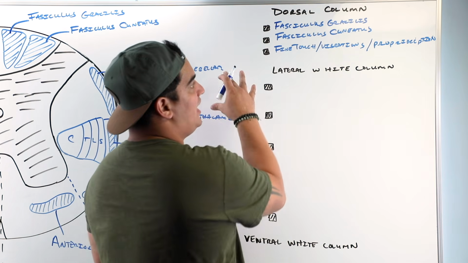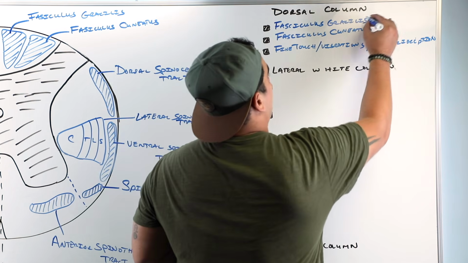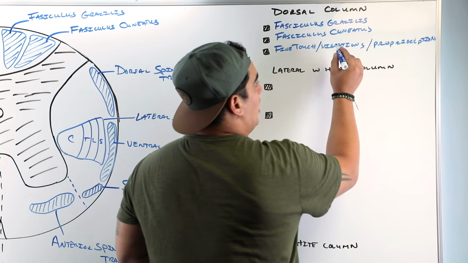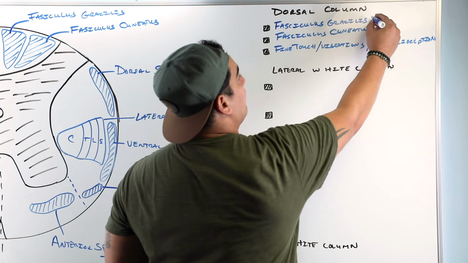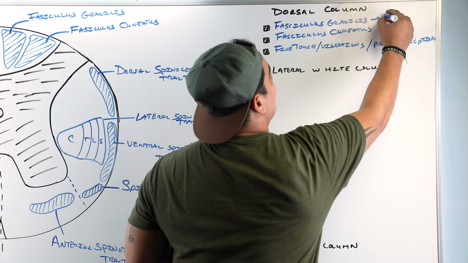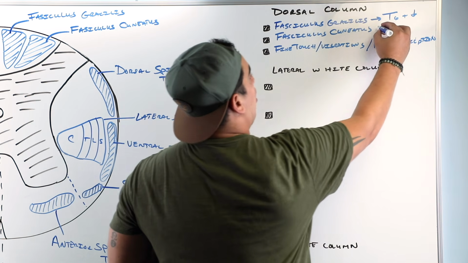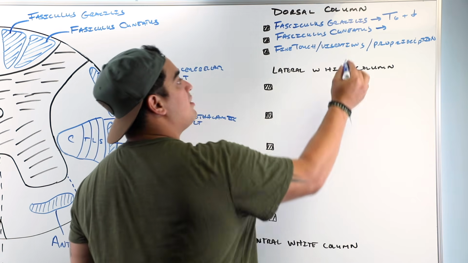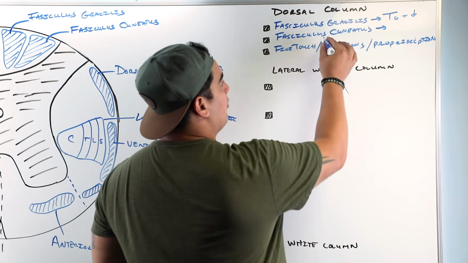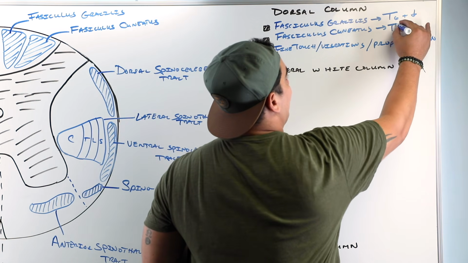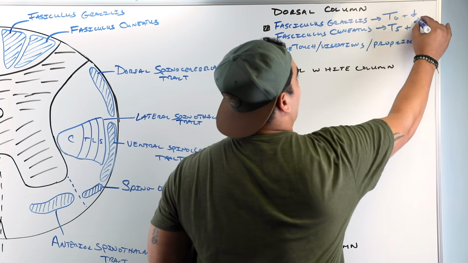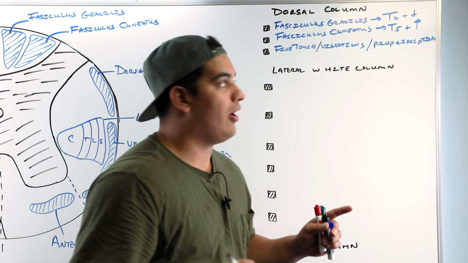We have a video in more detail on that. What I want you to remember is that all that fine discriminative touch, vibrations, proprioceptions carried from the fasciculus gracilis is from T6 and below. Whereas all the fine touch, vibrations, proprioception, discriminative touch from the fasciculus cuneatus is going to be from the T5 spinal cord level and above. That's all I want you to know. Okay?